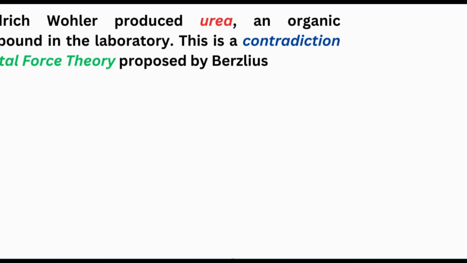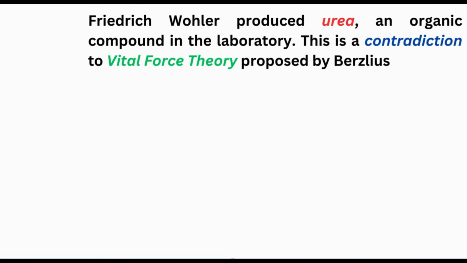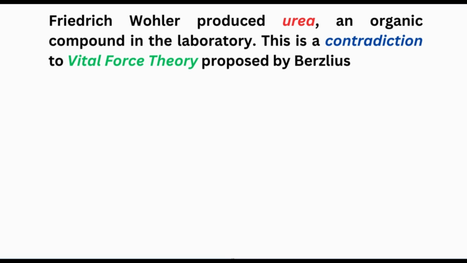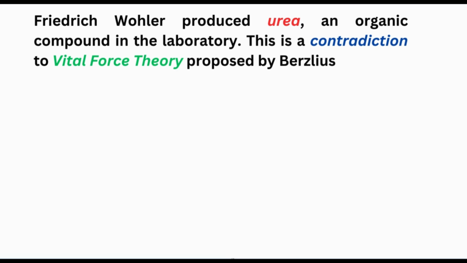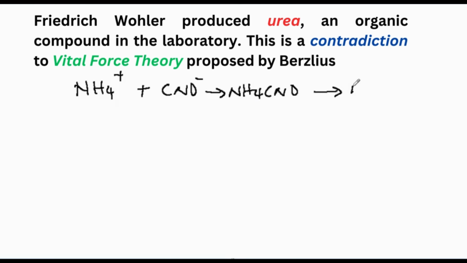In 1828, a German chemist, Friedrich Wohler, a doctoral student of Jacob Berzelius, who proposed the vital force theory, accidentally manufactured a biological compound known as urea. How did he go about this? He was attempting to manufacture ammonium cyanide by reacting an ammonium salt, we have it here, NH4 plus, and a cyanide salt. And instead of getting ammonium cyanide, he ended up getting urea.